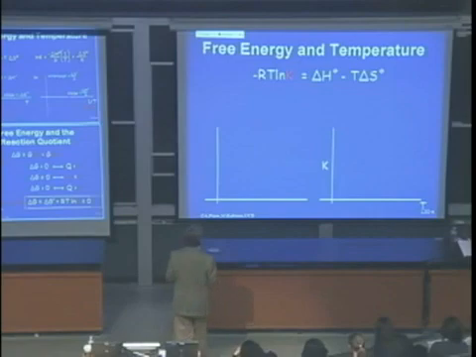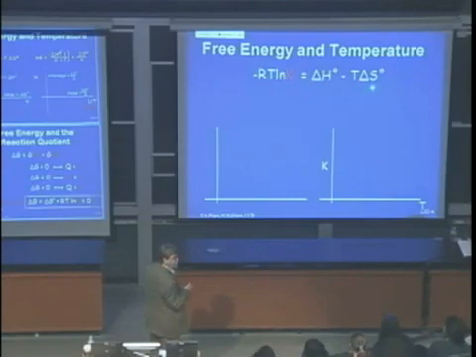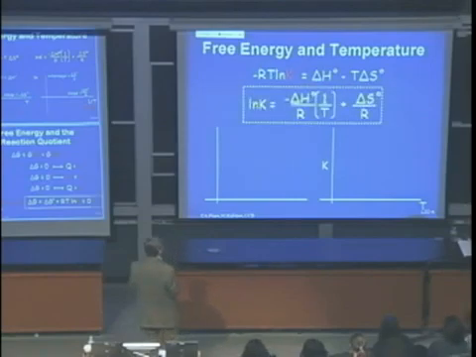So why don't we divide this by minus RT? So we get ln K here. ln K, what do we have here? Minus delta H divided by R divided by T. And this would be plus, and this would be canceling, delta S divided by R. Okay? So this is that here.